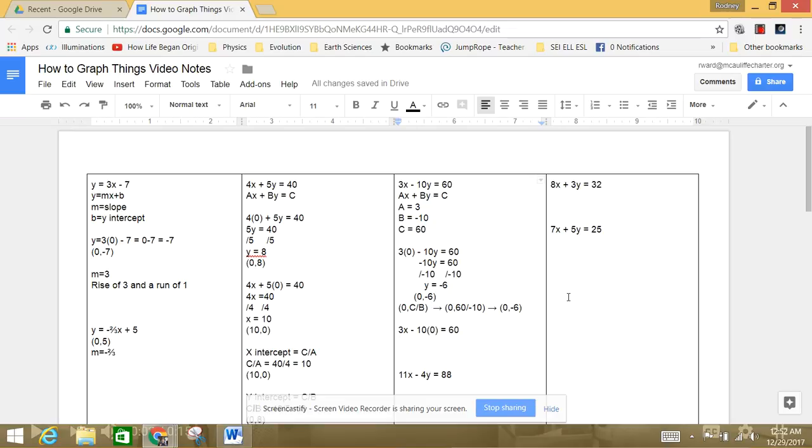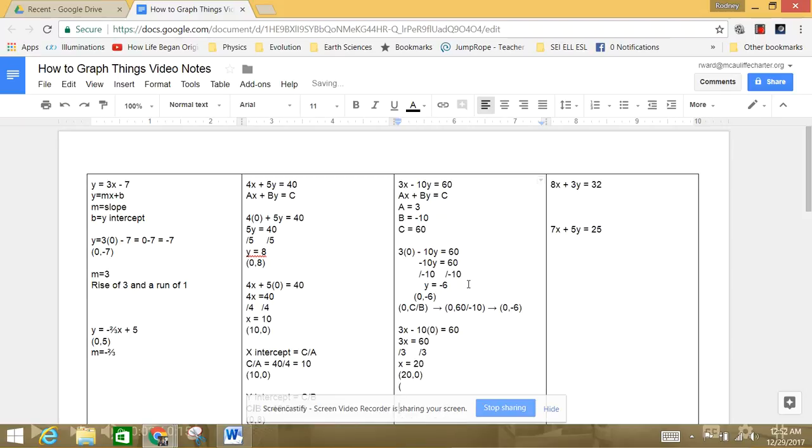So I've got my situation where I replaced y with 0. So I've got 3x equals 60, because negative 10 times 0 is nothing. Now I'm going to divide both sides by 3 to get rid of times 3. And you might notice already I'm dividing my c by my a. So I'm going to get my x-intercept dividing c by a. So x equals 60 divided by 3, or 20. I have an x-intercept of 20, 0.